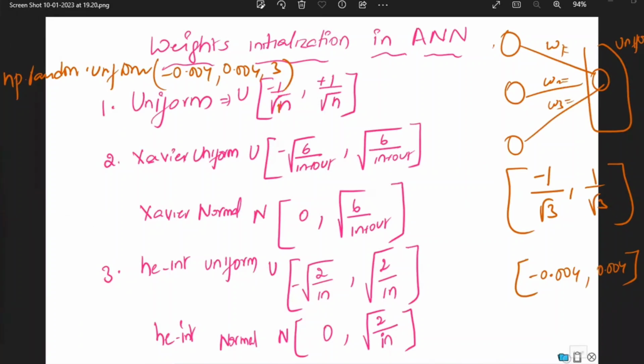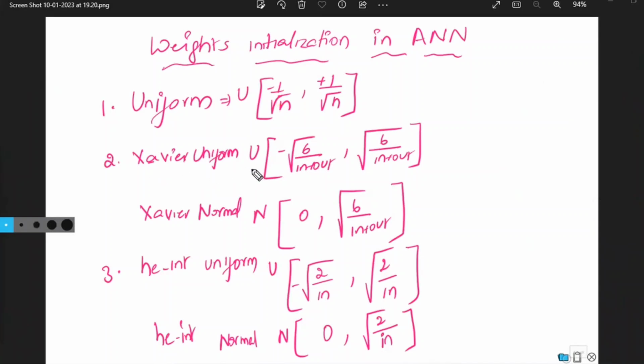Now similarly, Xavier uniform is minus 6 by input plus output. Output neurons also it has to calculate, that is, whatever layer it is connected to, how many neurons are there in that layer, that also it has to consider. And Xavier normal means from 0 to that value. So this is the range of the values.